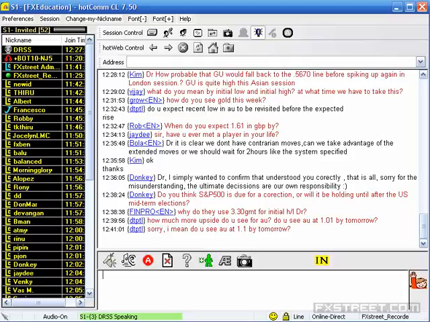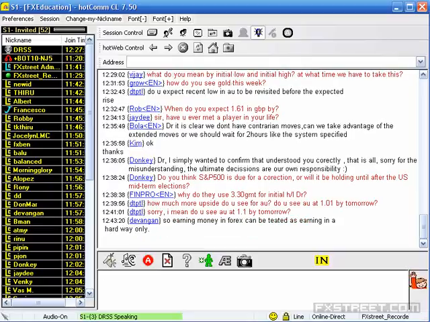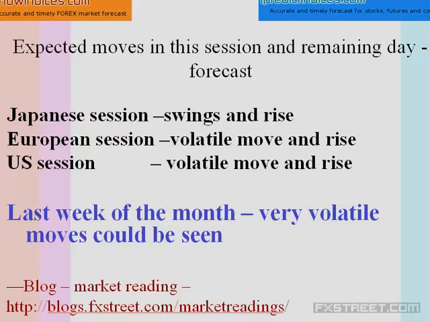Then FinPro: why do they use 3.3 GMT for the initial? No, I should ask them, sir. I don't know. How much more upside do you see for Australian dollar? I told you that above parity is a great potential. Do you see 1.01 by tomorrow, not 1.1? Yeah, we could see above parity either today or tomorrow, and it will be hovering around a particular level for some more time. So let me go back to the other PowerPoint presentation.